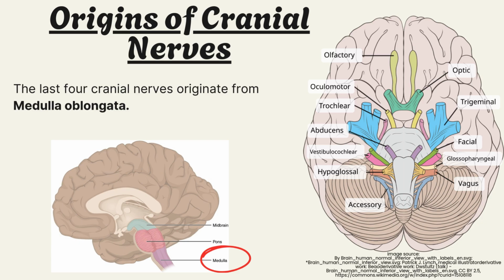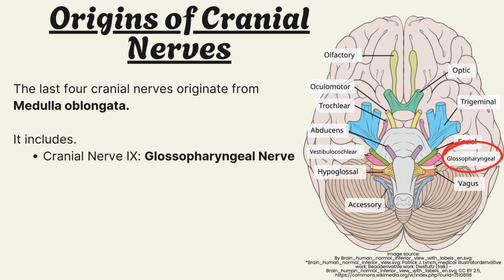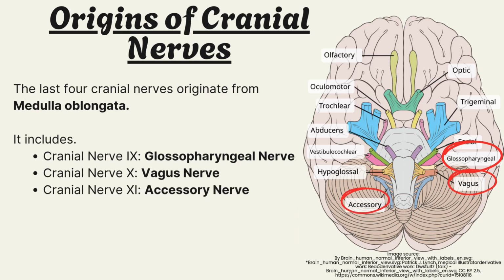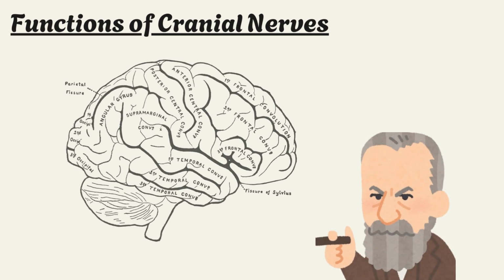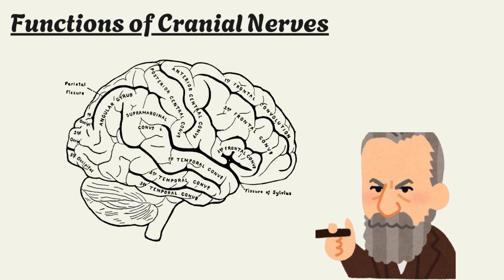The last 4 cranial nerves originate from the medulla oblongata. It includes cranial nerve number 9, glossopharyngeal nerve; cranial nerve number 10, vagus nerve; cranial nerve number 11, accessory nerve; cranial nerve number 12, hypoglossal nerve. What are the functions of each of these 12 cranial nerves?